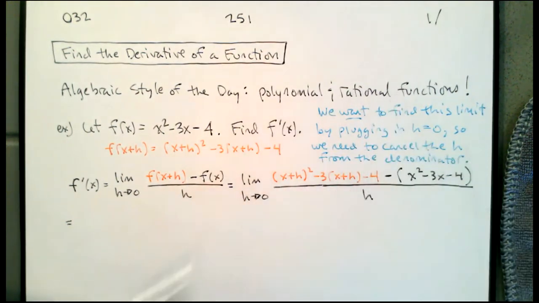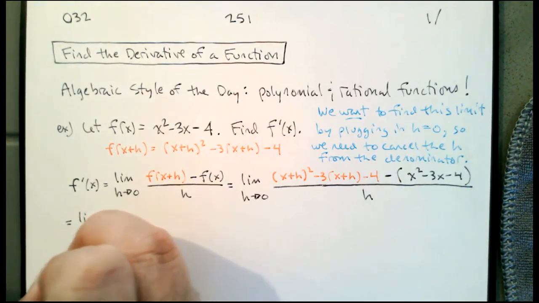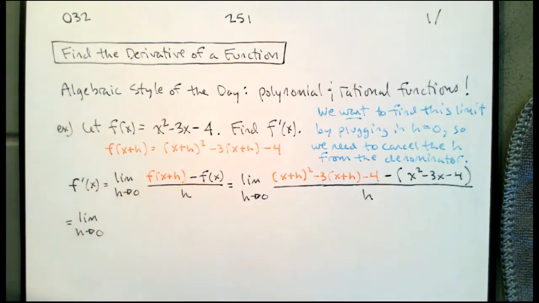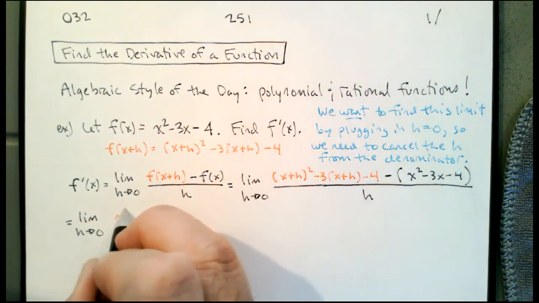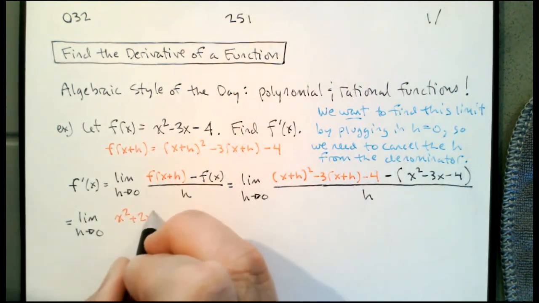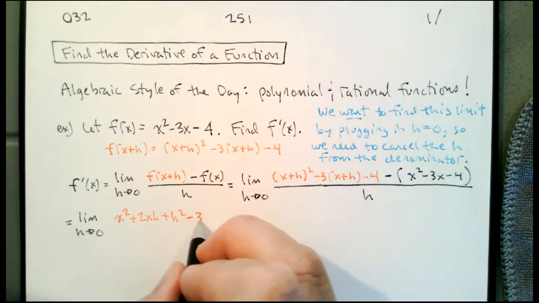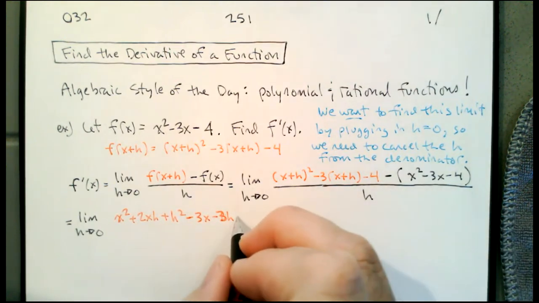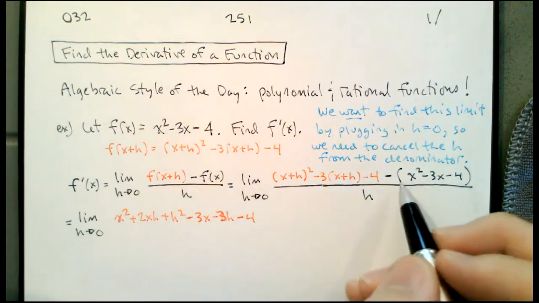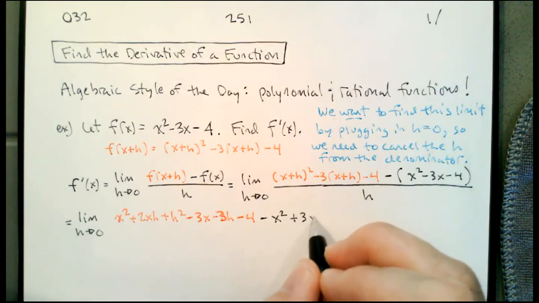The nice thing about polynomial and rational functions is that we just need to start simplifying everything to get the h to cancel. I still have to continue to write the limit as h goes to 0 because we have not done the limit as h goes to 0. I'm just going to multiply all this stuff out up here on top. That's going to give me an x squared plus 2xh plus h squared minus 3x minus 3h, excuse me, minus 4. And then I'm going to subtract these three terms in f of x. So minus x squared plus 3x plus 4.